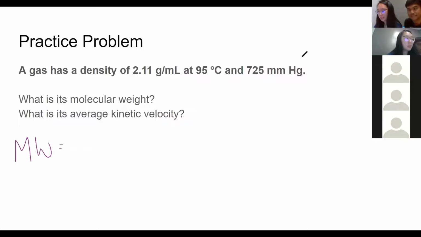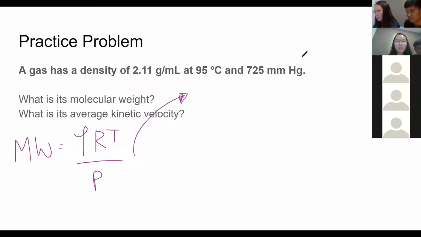MW is equal to density times RT all over P. Alrighty, so now let's plug in our variables and make sure the units are all correct, because if they're not correct, you will get some funky, weird answers.